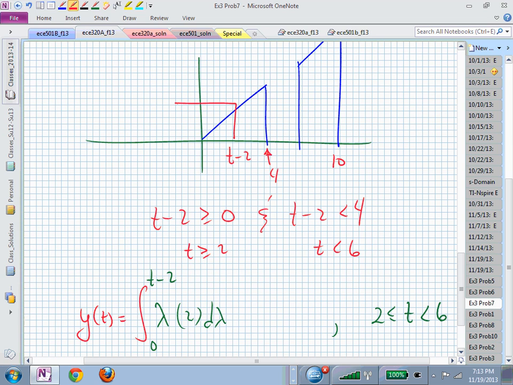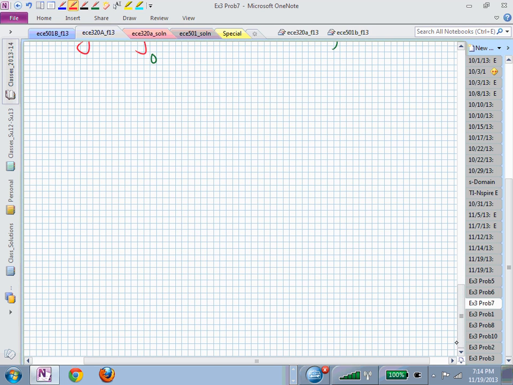Yeah. I think the question was, if I now slide this h of t minus lambda over to the right, such that t minus 2 is bigger than 4, but less than 6, do I get a non-zero output? Can you see? Here's what I thought we were asking.